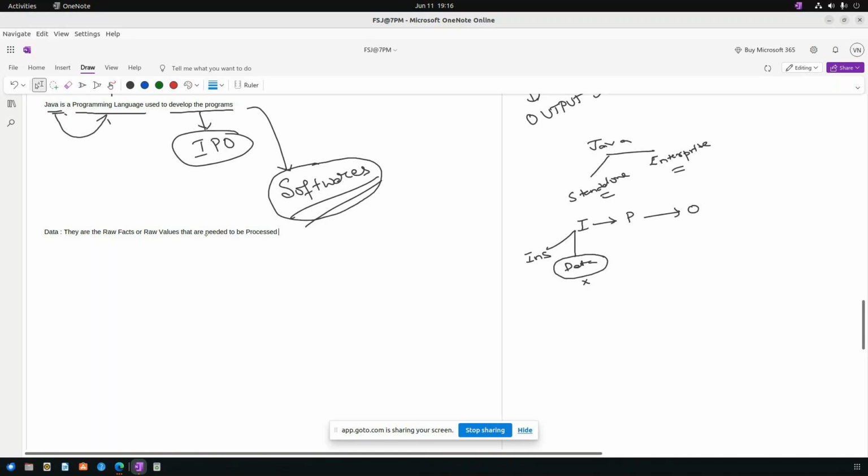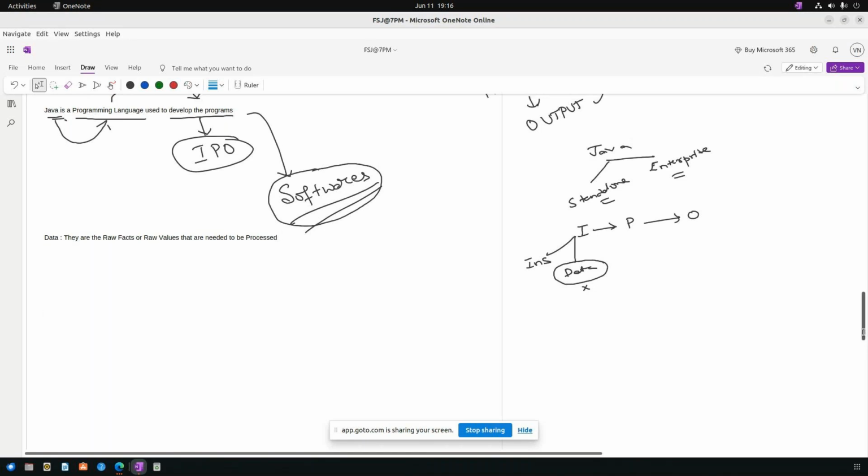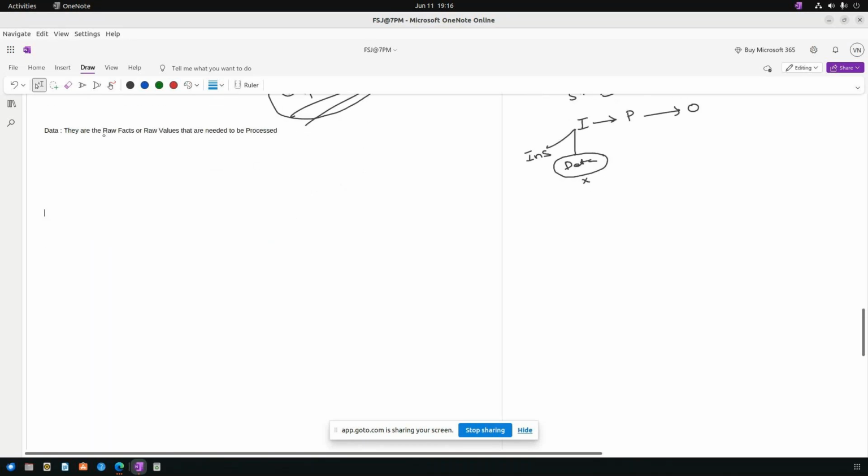Let me give you a simple example. Data are the raw facts. Raw facts means the data values which have no meaning actually. So data are the raw facts or raw values that are needed to be processed, meaning they don't have any meaning.